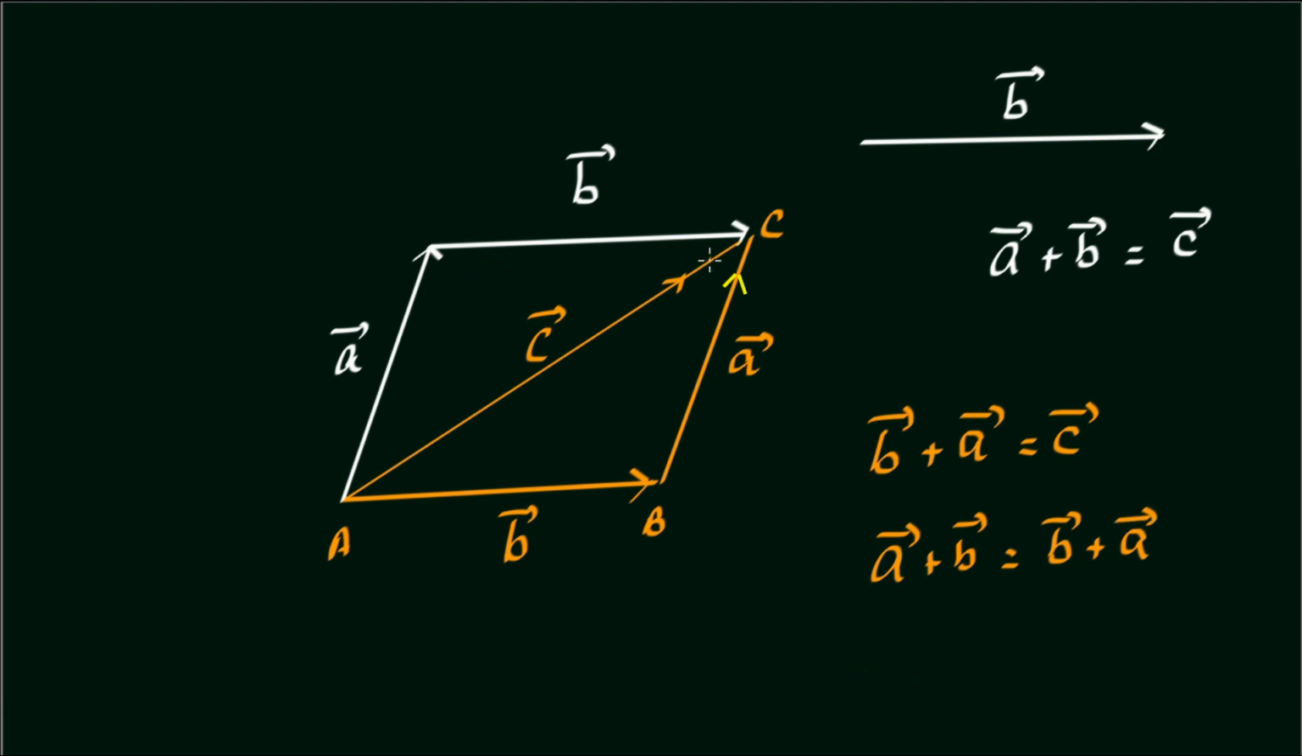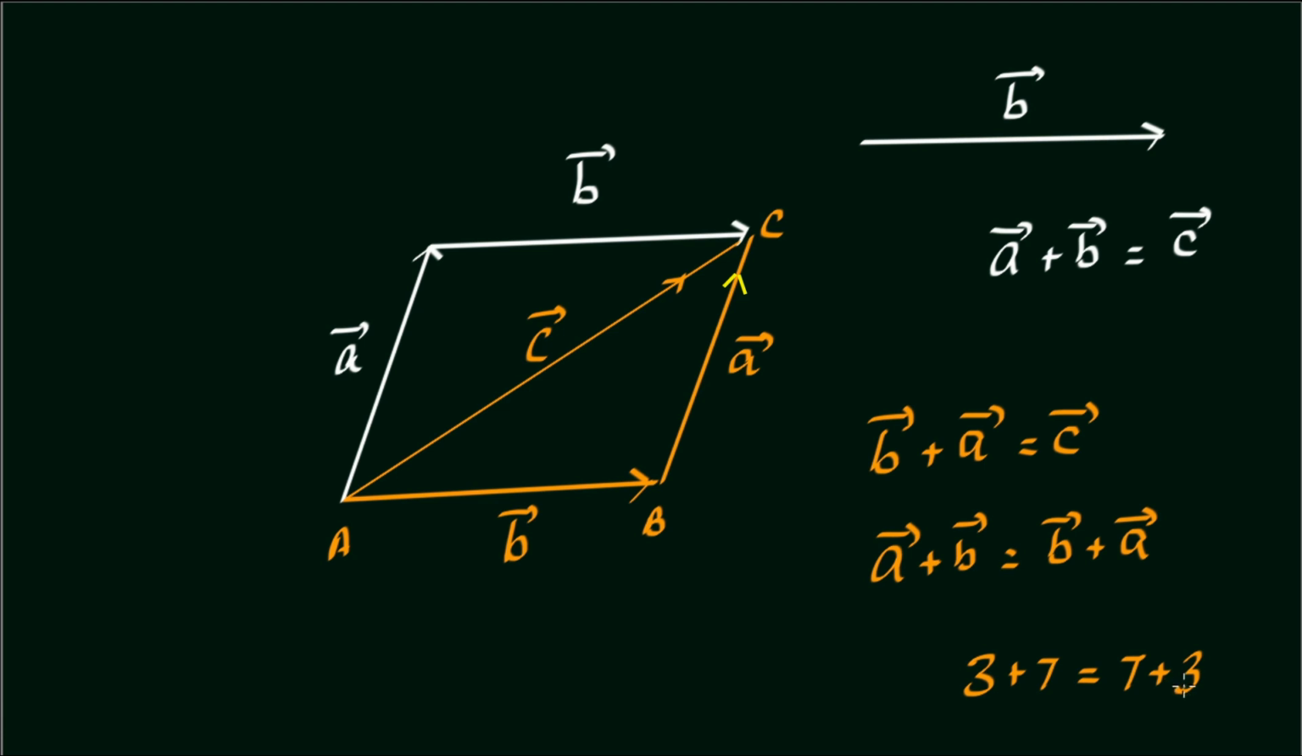Given any two vectors, you can always complete the parallelogram. So right away you see that the order in which you add the vectors doesn't matter. It obeys commutativity, which is one of the properties of ordinary addition. We know that 3 plus 7 is the same as 7 plus 3. It has the same property of commutativity as ordinary addition.